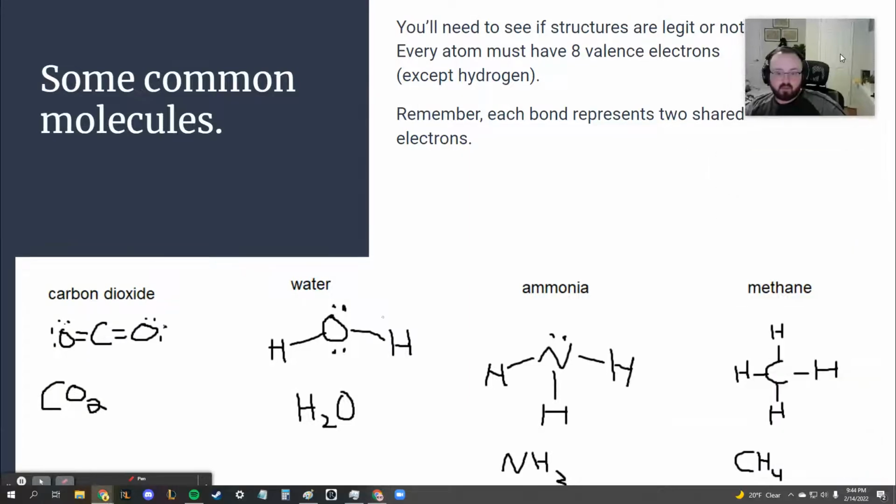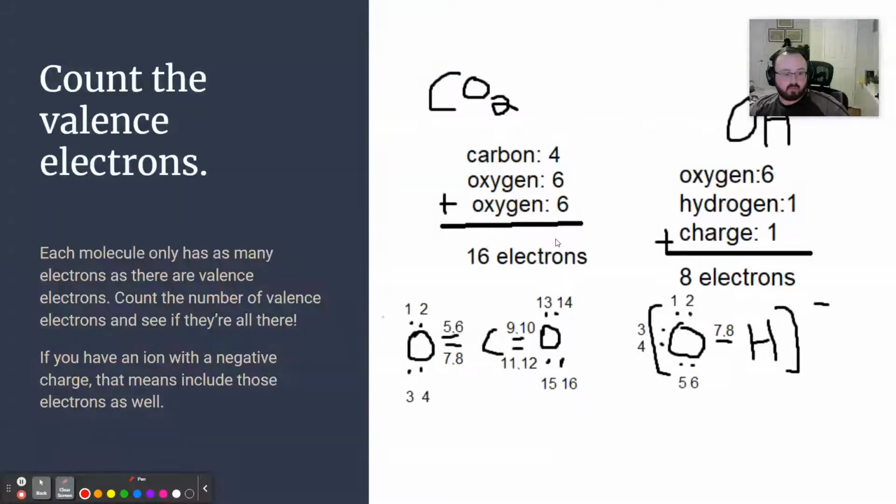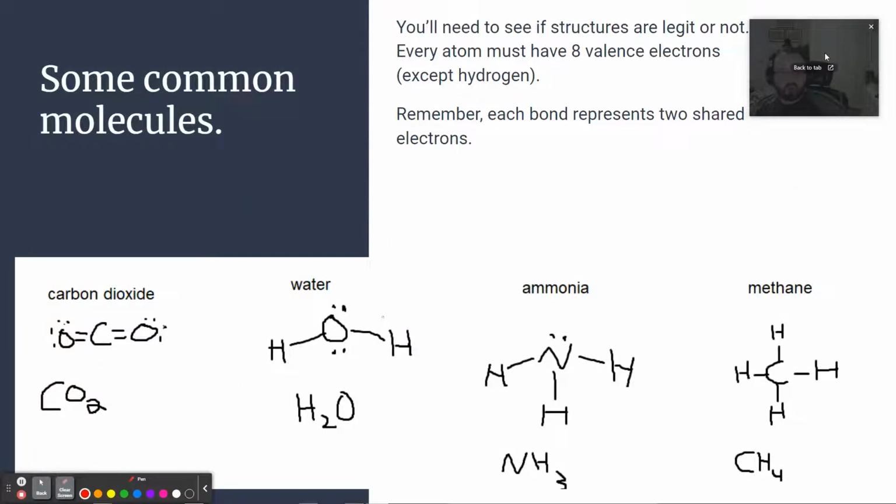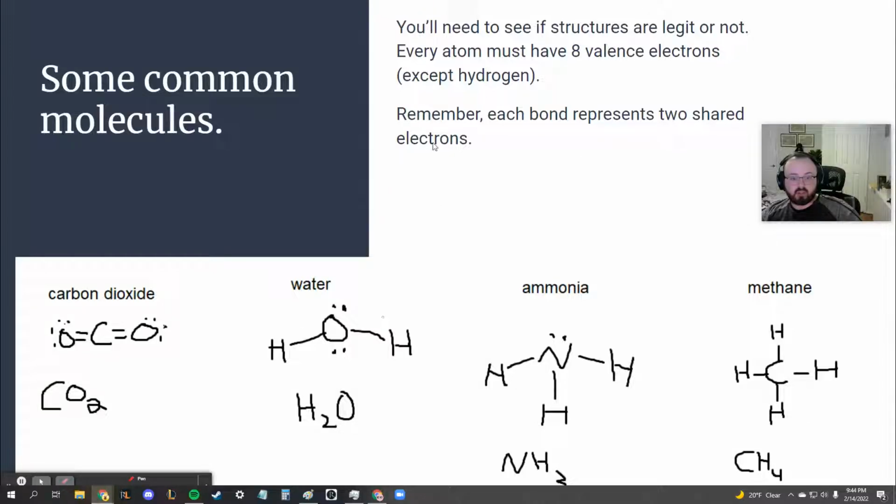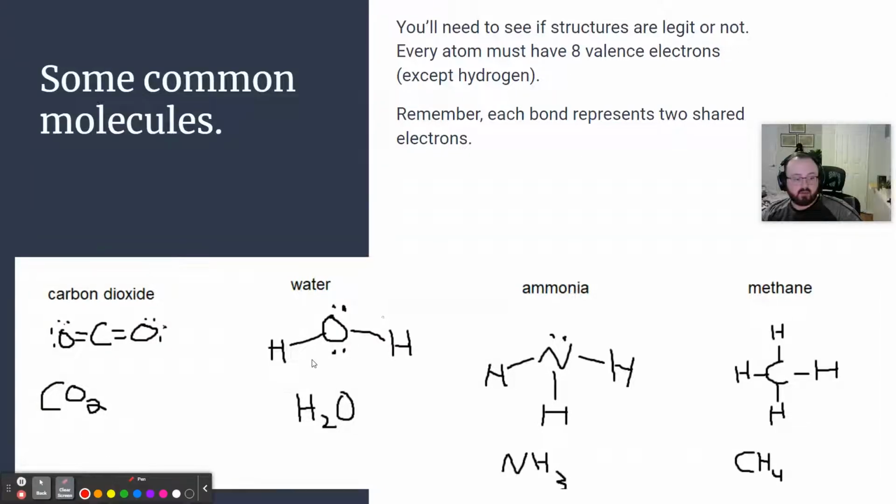And I'll move my camera. Just some common molecules here. Okay? Just showing you, you're going to have to count, for each of these elements, how many valence electrons there are. All right. So we'll count this water here. Here's water. This oxygen has 1, 2, 3, 4, 5, 6. This bond is 7, 8. So we can count out how many valence electrons each of these atoms has.